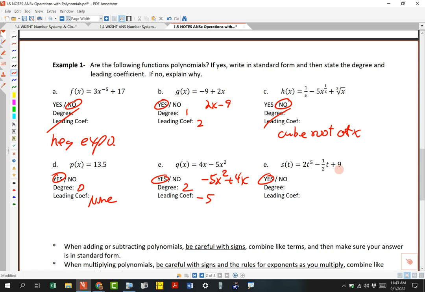Take a look. Is it already in standard form? Yes, it is, because we've got the highest exponent right here. We skip to the 4th, we skip to the 3rd, we skip to the 2nd. Then we've got to the 1st, and technically we've got x to the 0 there, already in standard form. So what degree is it? Degree 5. What's the leading coefficient? 2. Okay. Any questions? All right.